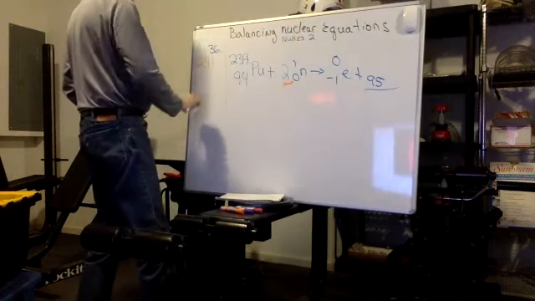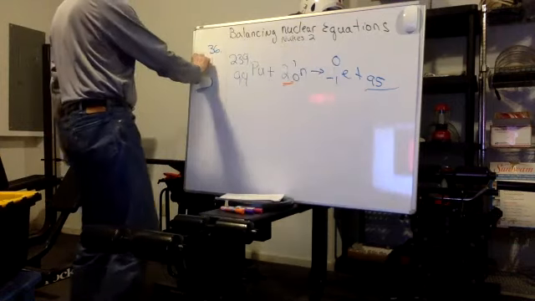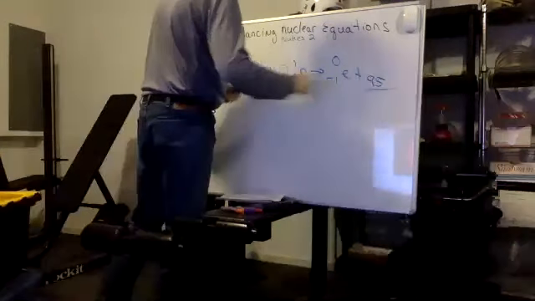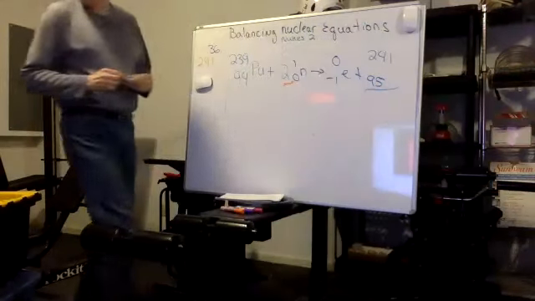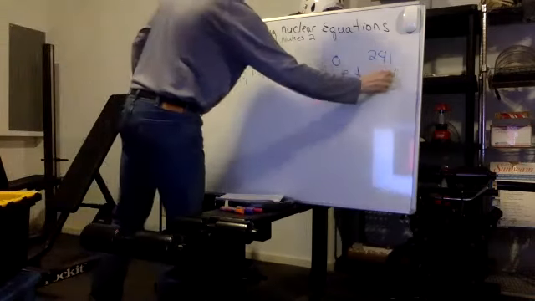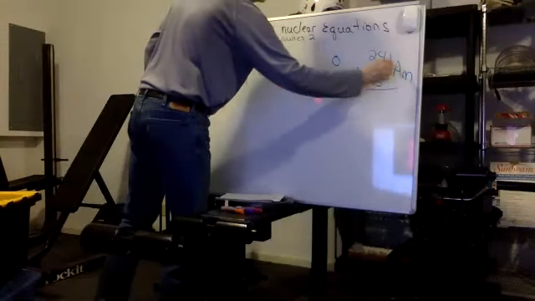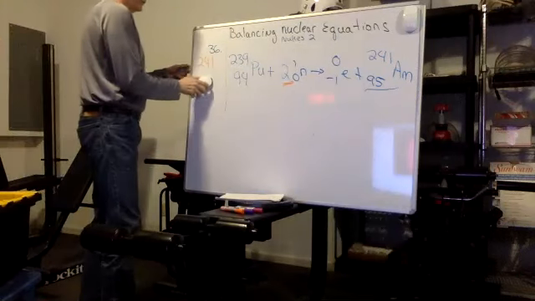Then we do the top, because the top's easy. Since there's a 0 there, you take that 241 and you slide it right over. And in box 95, we have americium. That is number 36.